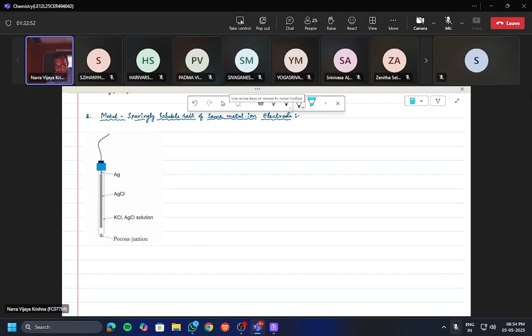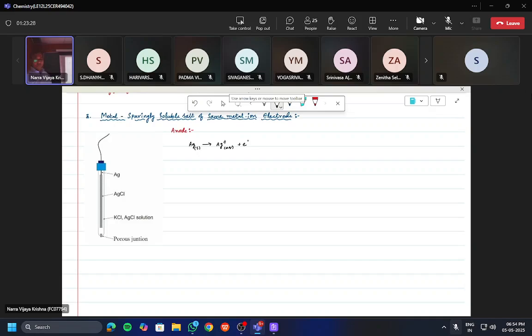So that's why I call it a silver chloride electrode. Now, if this electrode is used as anode, what happens at anode? Oxidation, correct? So how will I write oxidation? Ag gives rise to Ag plus plus electron, correct?